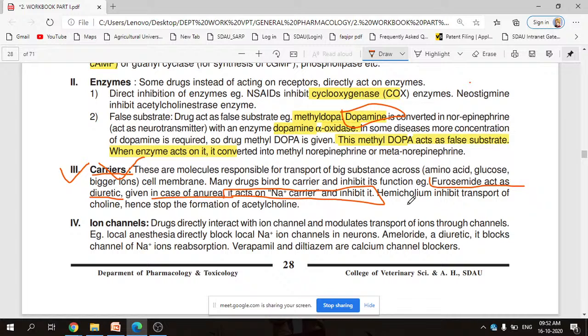Another example of the drugs which interfere with the carrier molecule is hemicholinium. It's a toxic molecule present in some venoms. Now this hemicholinium inhibits the transport of choline, which you will learn in your autonomic nervous system classes. Hence, it stops the formation of acetylcholine. So in this way, drugs interfere with the enzymes, drugs interfere with the carriers, and the last option we will see is the ion channels.